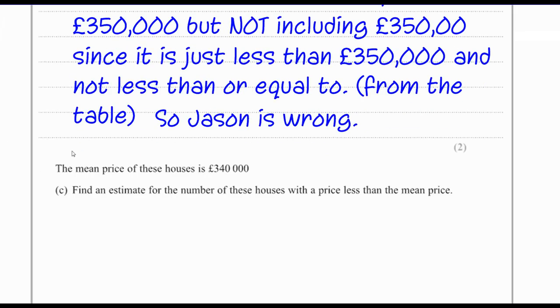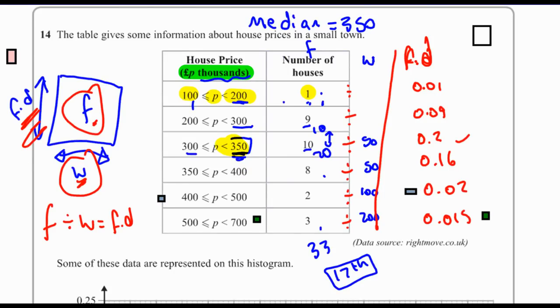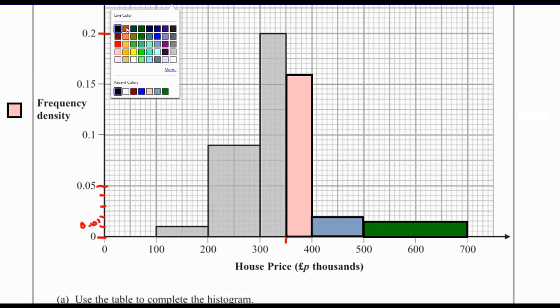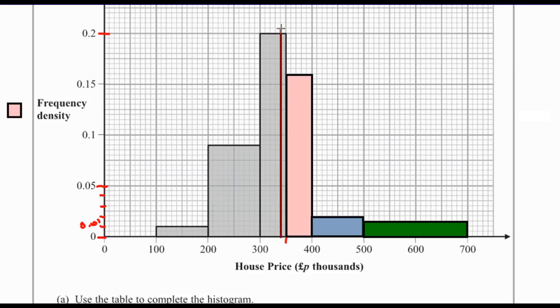The mean price of these houses is 340,000. Find an estimate for the number of these houses with a price less than the mean. So thinking about 340,000, let's go back to our histogram and let's go to 350,000 and let's put a line. 340,000, let's put a line straight up. So that is our mean at 340,000.